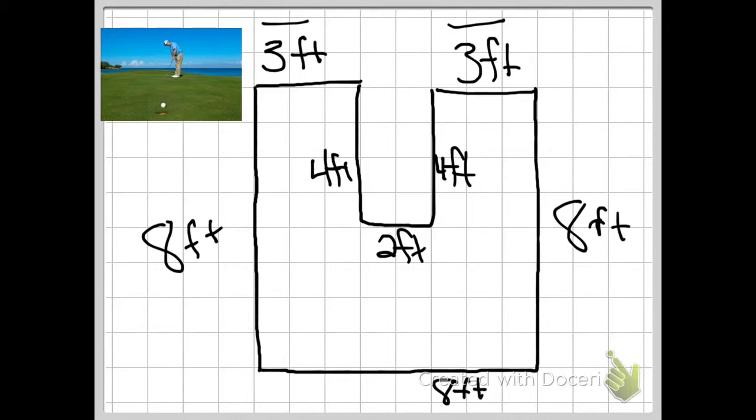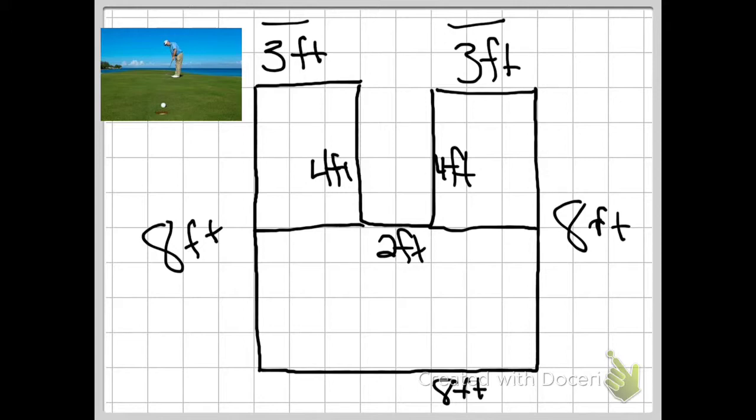What you can do is divide this golf course hole into different rectangles. I'm going to draw a line here and here. And now I have 3 different rectangles. Then I need to find the area of each rectangle and add it up.